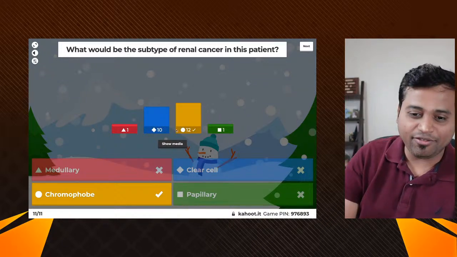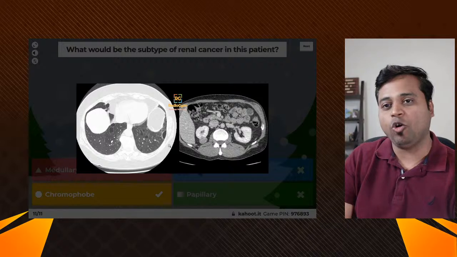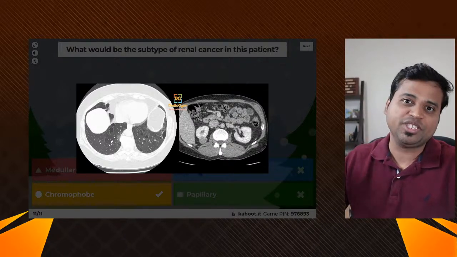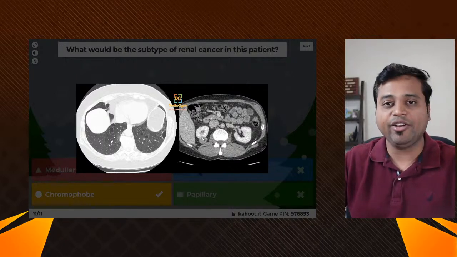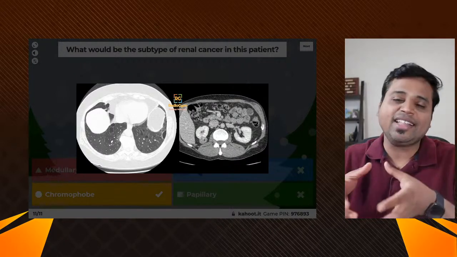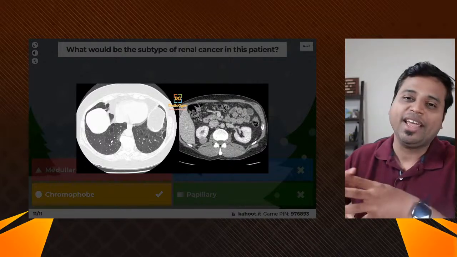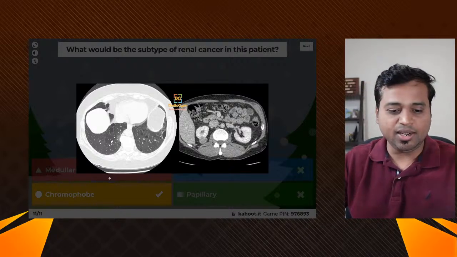Okay, so the correct answer here is chromophobe RCC. This was a case of Birt-Hogg-Dubé syndrome. We see multiple lung cysts at the lung base and renal cancer. The renal cancer subtype that's common with Birt-Hogg-Dubé syndrome is chromophobe RCC. So that was the correct answer.